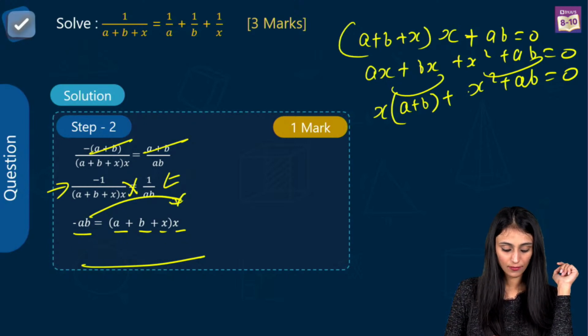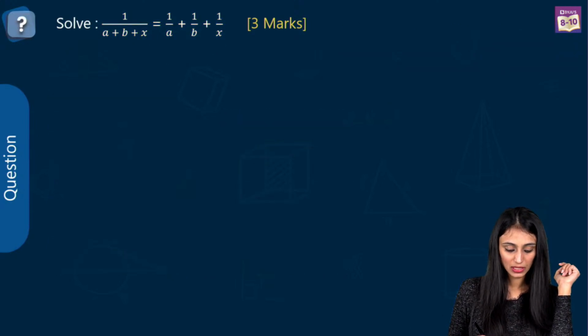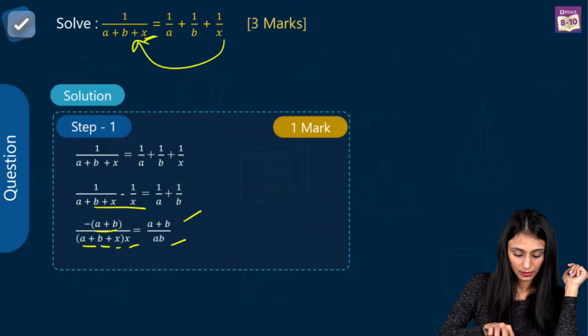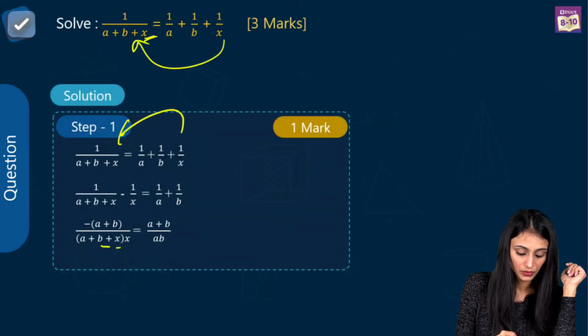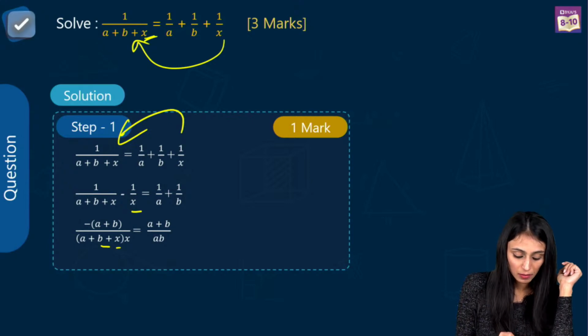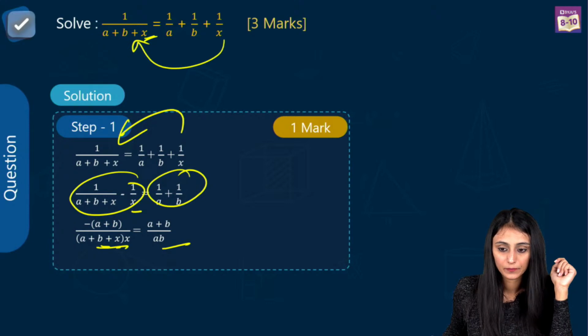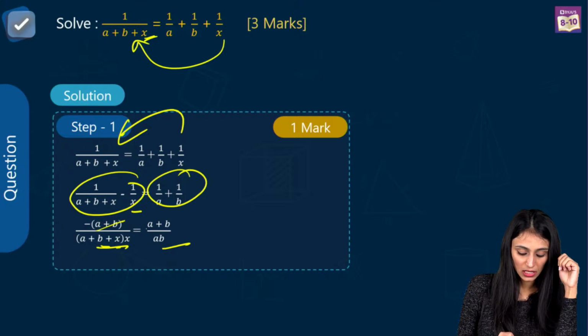Step 1. What we are doing here is, simply I'm taking this 1 by x to the other side, right? This 1 by x here, we get minus 1 by x. Simplify both these sides. You will get this, right? I'm repeating step 1 one more time for the ones who haven't understood this. So here a plus b and a plus b would cancel.